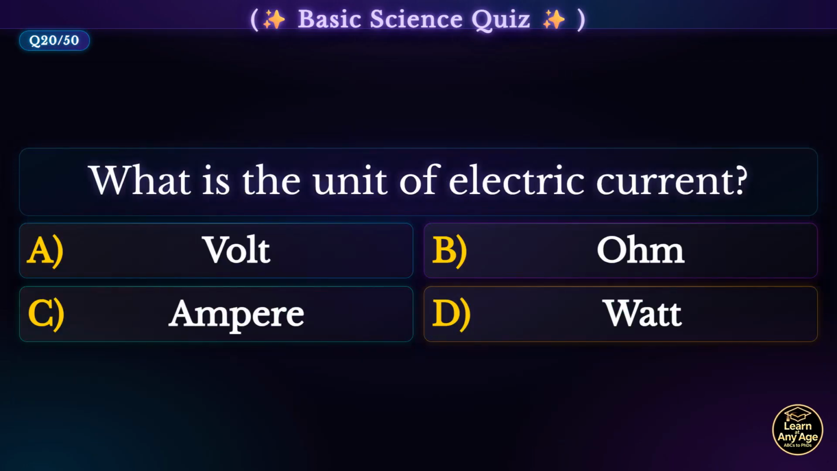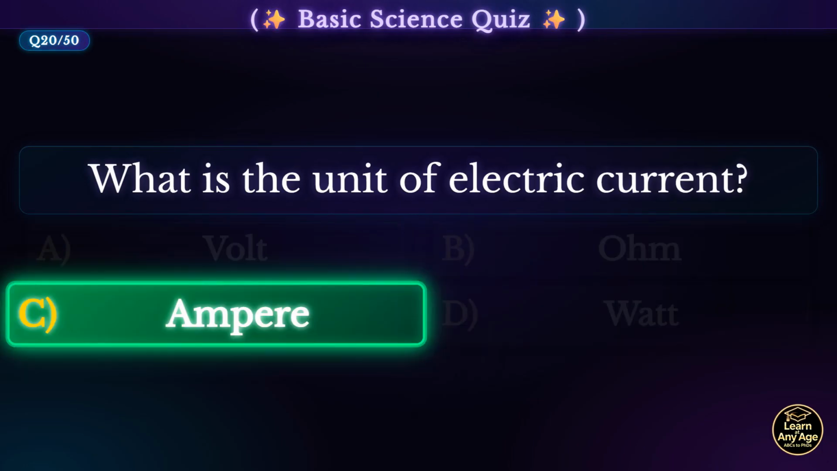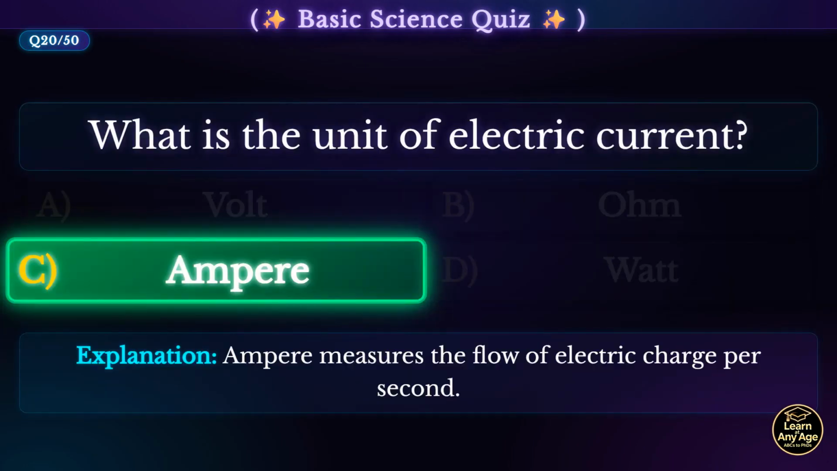What is the unit of electric current? Volt, ohm, ampere, watt. Ampere. Ampere measures the flow of electric charge per second.